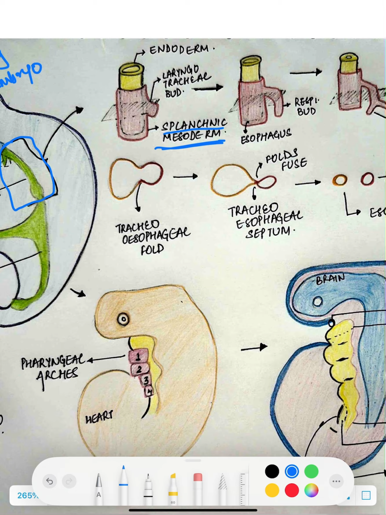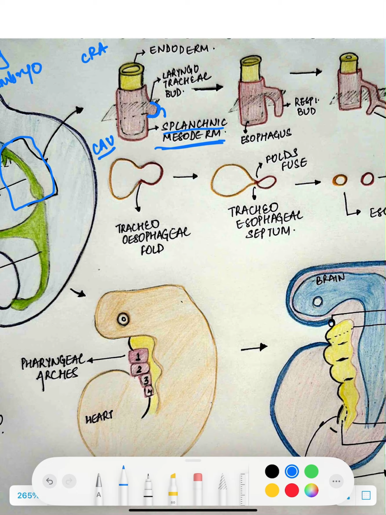So the larynx develops as an outpouching. It develops like a small bud. You can see the small bud from the splanchnic mesoderm, and you have two ends: the cranial end and then the caudal end, right?